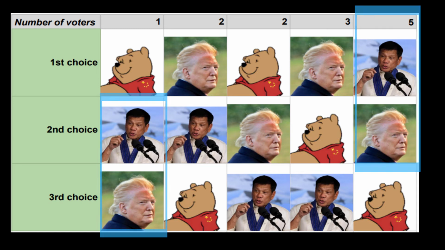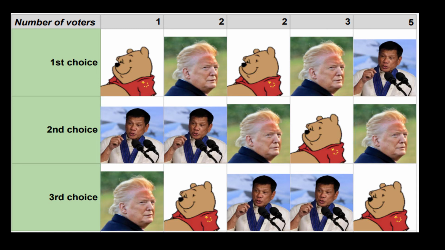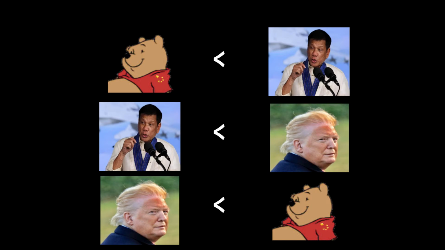I hope you guys get the point of the Condorcet method, but the problem with this method is that sometimes you just can't produce a Condorcet winner. If we have a situation where Pooh loses to Duterte, Duterte loses to Trump, and Trump loses to Pooh, or something similar to this, then we have no Condorcet winner.